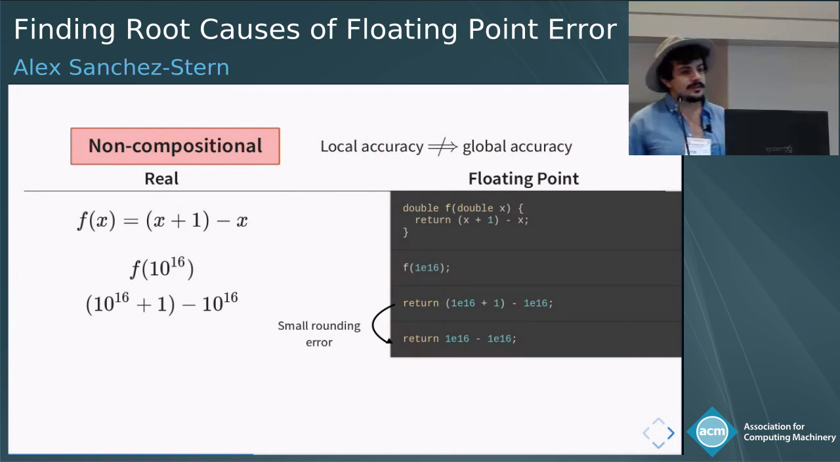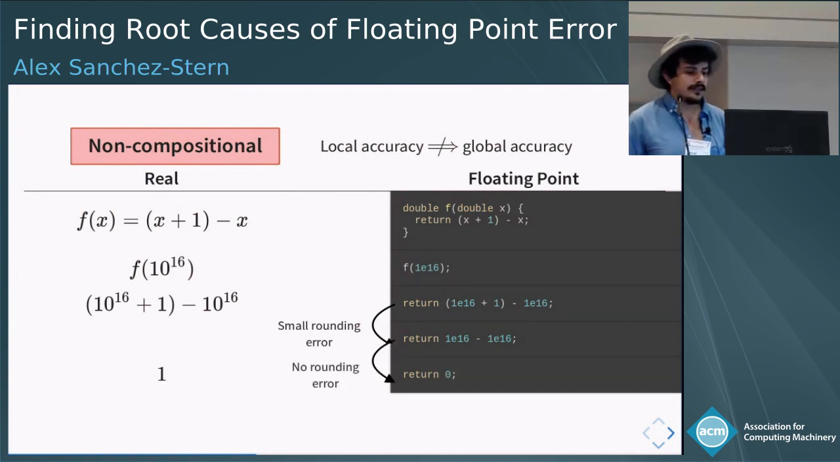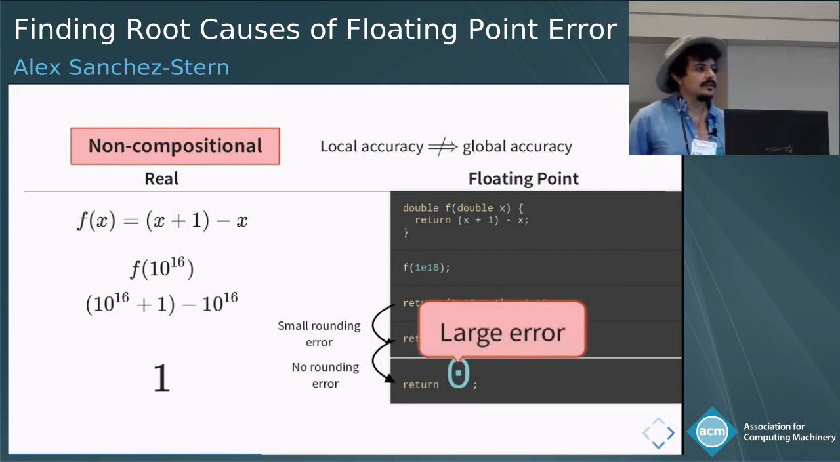But then when we do the subtraction, we'll find that we get 0 instead of 1, which is a completely wrong answer. So even though we had 2 operations, one of which was almost entirely accurate, and the other which was completely accurate, together when they compose, we get a lot of floating point error. Now, in this example, the operations that we care about are right next to each other. So you can imagine a programmer looking at this and figuring out that there's a problem. But in general, this isn't true.